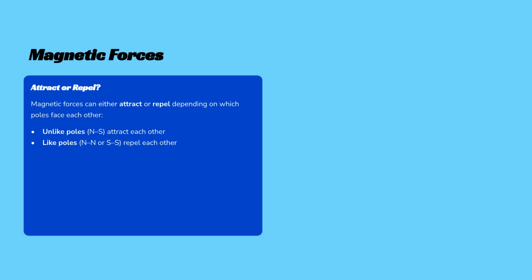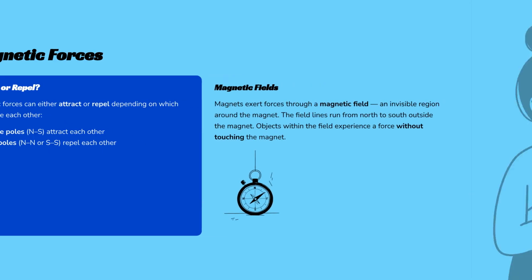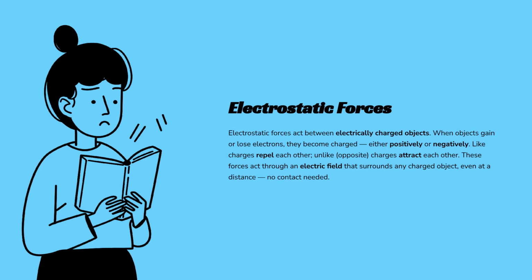Magnetic forces can attract or repel based on pole orientation. Unlike poles attract, while like poles repel. Magnets create a magnetic field that allows them to exert these forces without touching. Finally, electrostatic forces act between electrically charged objects.